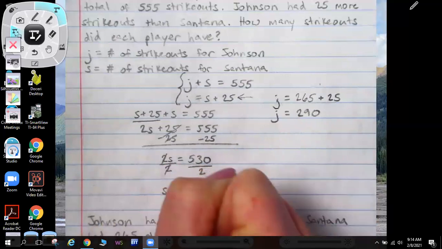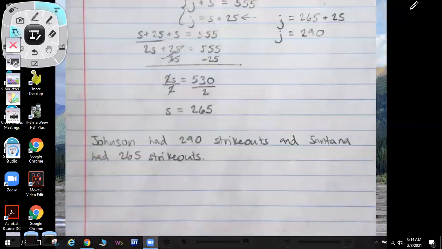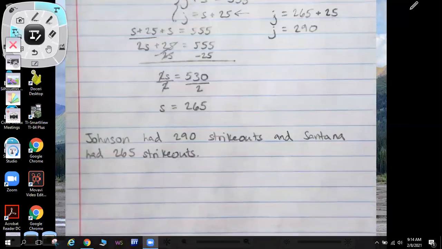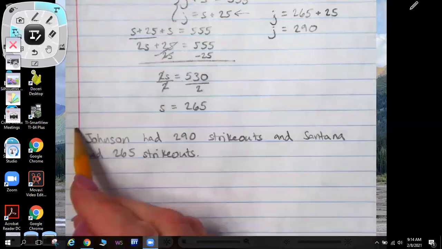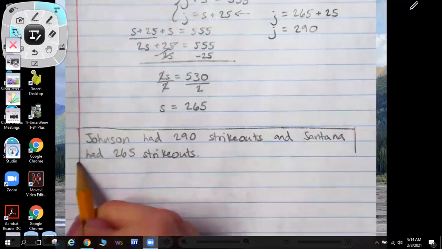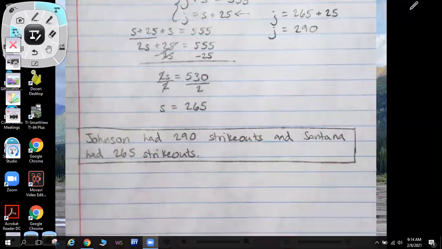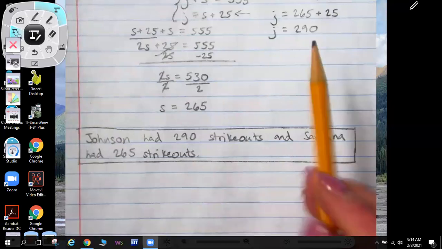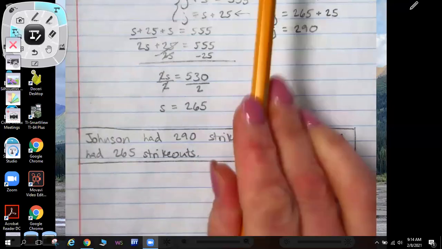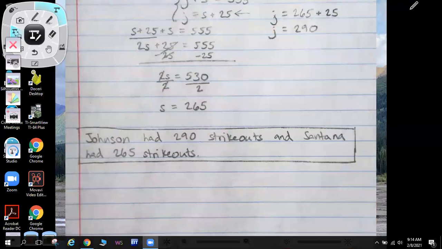A good rule to go by is if you're given your problem in sentences, you write your answer in a sentence as well. Especially because you have assigned specific variables to the unknowns, and whoever is grading your paper might not necessarily know what those variables mean. So if you just tell me J equals 290, I might think that that stands for Johan Santana. So you have to write your answer in a sentence and be specific about what your answers mean.